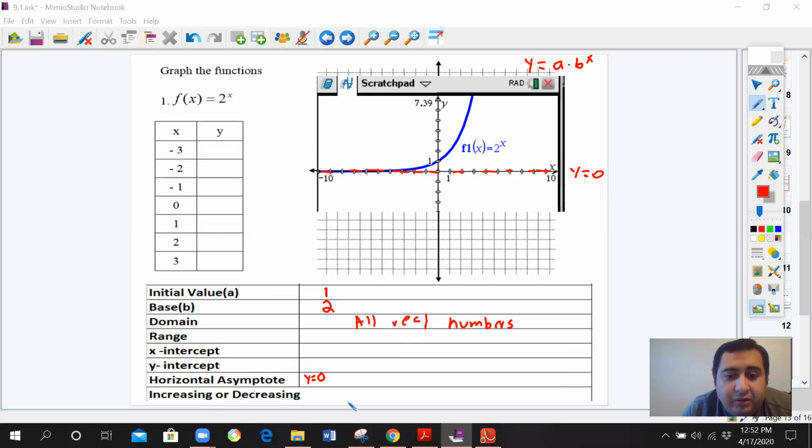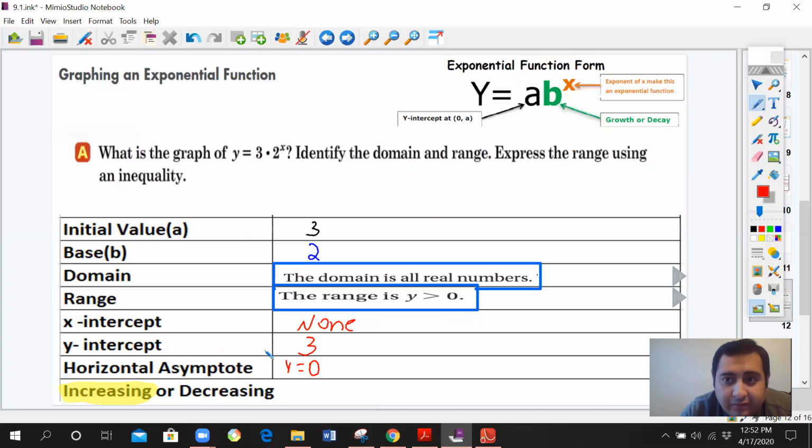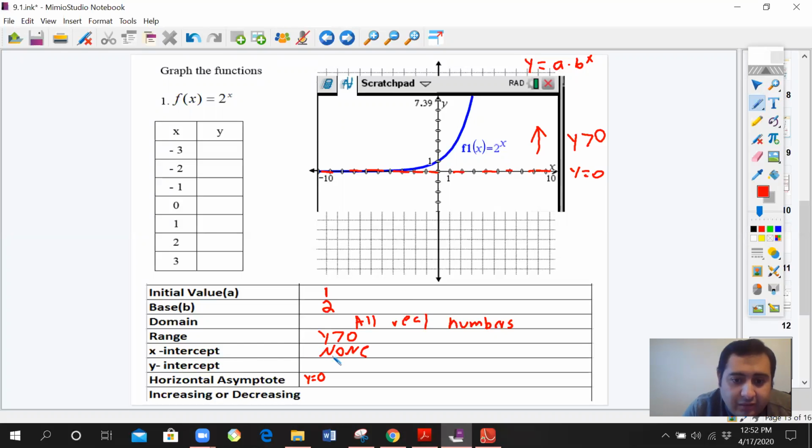Then from here, this area, we're looking for our range. Since this graph is going upwards, it means that your range has to be y greater than 0. X-intercepts, again, this line is never going to intercept, so this is none. Your y-intercept, based on the formula here, your a is your y-intercept. So in this case, it's at 1 because we have an imaginary 1 for your a.